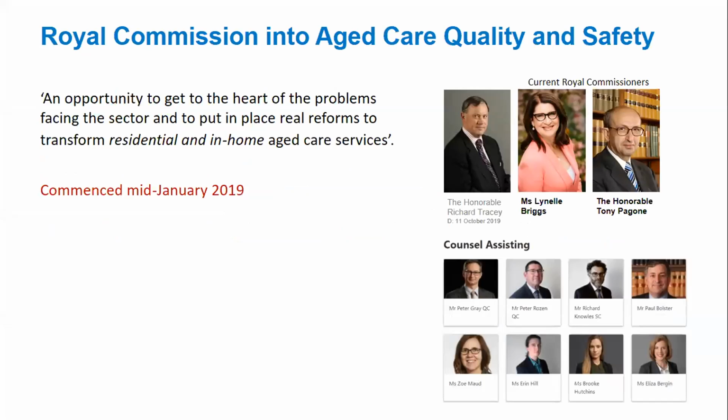So a little bit more about the Royal Commission into Aged Care Quality and Safety. This commission officially commenced mid-January 2019 and has been really seen as an opportunity to get to the heart of the problems facing the sector and to put in place real reforms to transform residential and in-home aged care services. There are currently 2 Royal Commissioners and a Council assisting. The Commission into Aged Care Quality and Safety really has been the most in-depth and thorough examination of Australia's aged care system that has ever been undertaken.